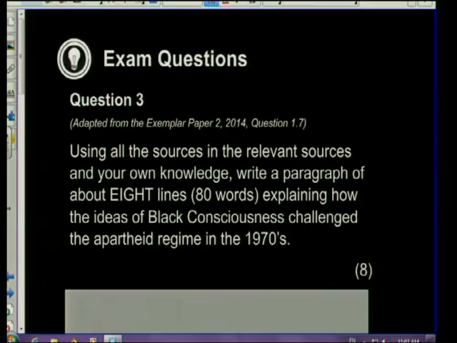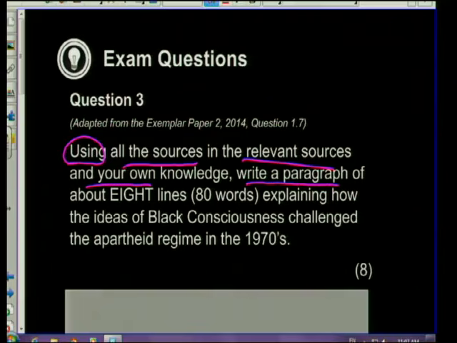It asks you to use all the sources in the relevant text. Your own knowledge is important. Having background information does give one some kind of kickstart to the question. You've got to write a paragraph of about 8 lines. Very important. Keep to what the question asks you to do. Do not write too little, neither do you write too much.